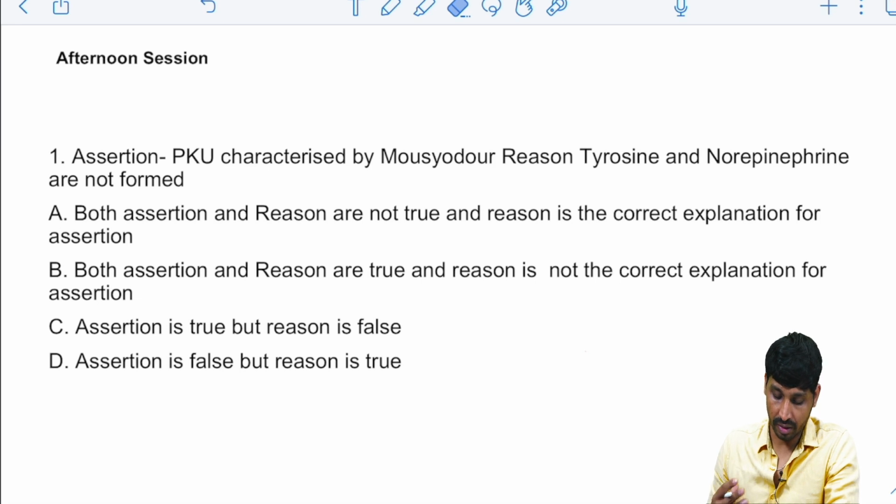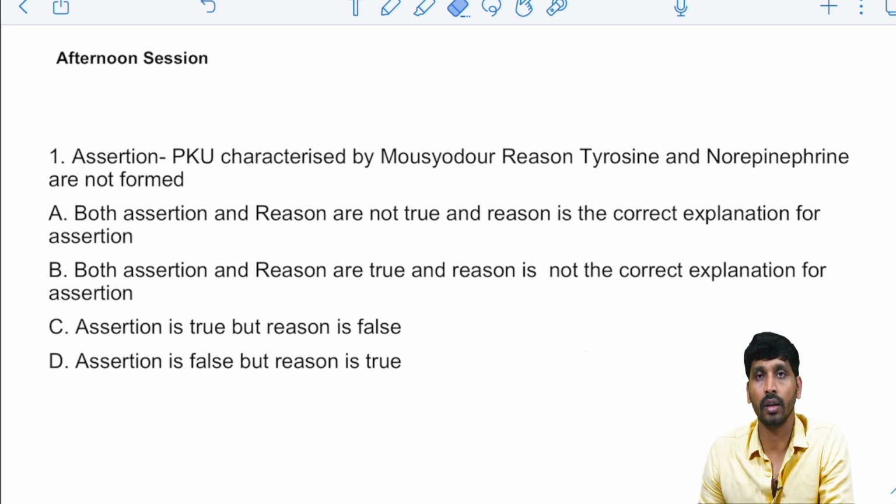So in the morning session the questions were moderate, not that tough and not that simple either. Compared to previous INICET there were fewer molecular biology based questions, but in the June-July session INICET there were plenty of molecular biology based questions, right? Hardly one question was there in the morning session, that too cystic fibrosis, a deletion mutation related question.